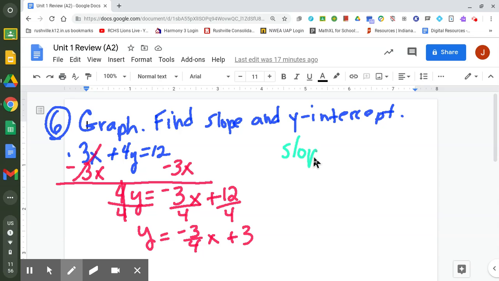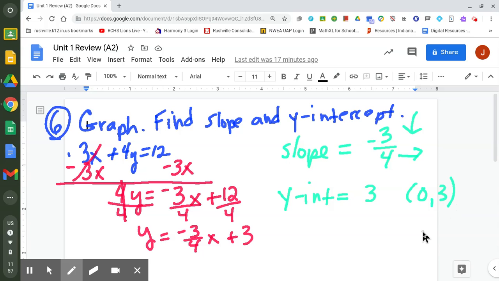So my slope is the number that is in front of the x. So in this one, my slope is negative 3 over 4, which means when I go to graph, I will have to go down 3 and to the right 4. And then the y-intercept is 3, and written as an ordered pair, it's 0, 3. So then when you graph, you always start at the y-intercept. So that is where you will start graphing.